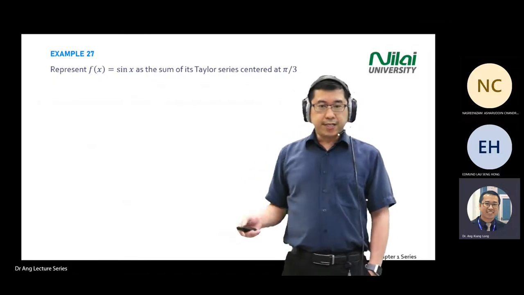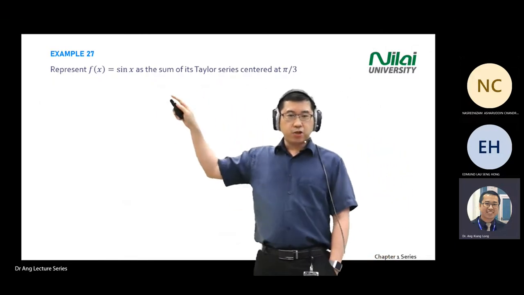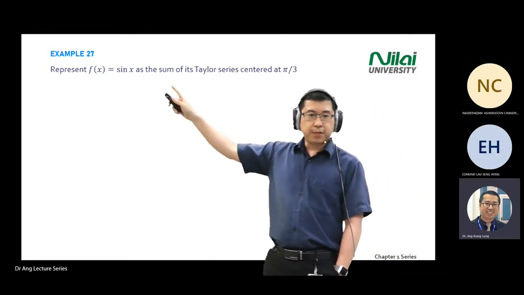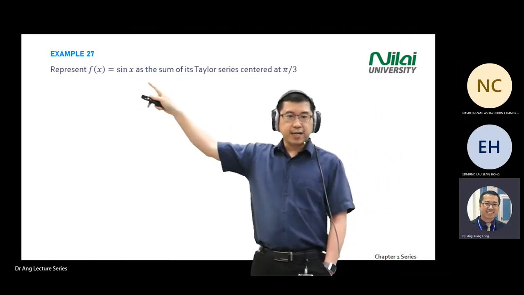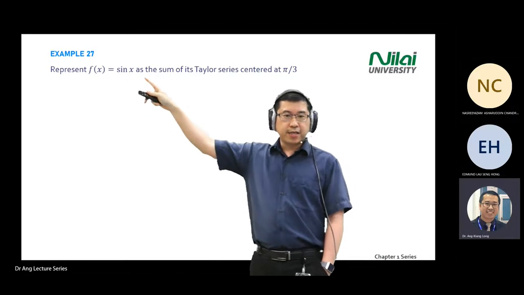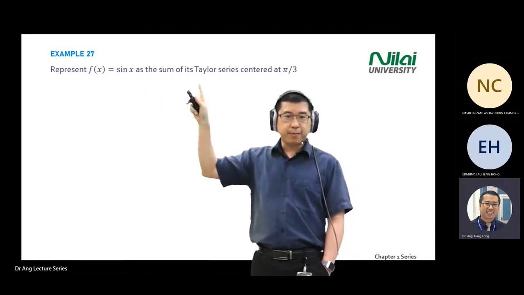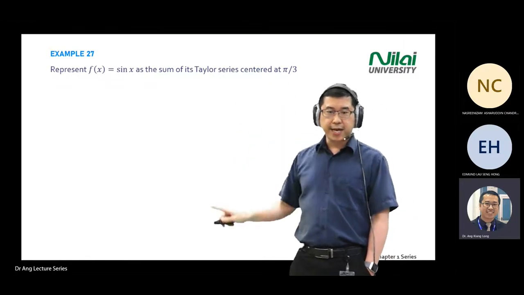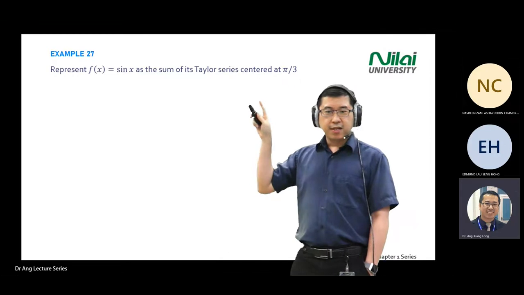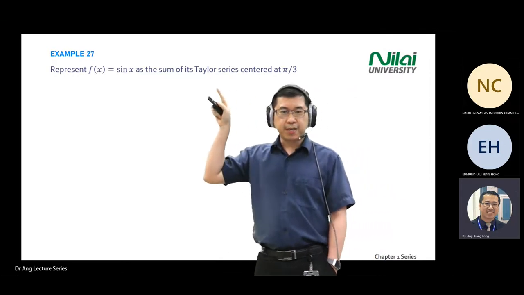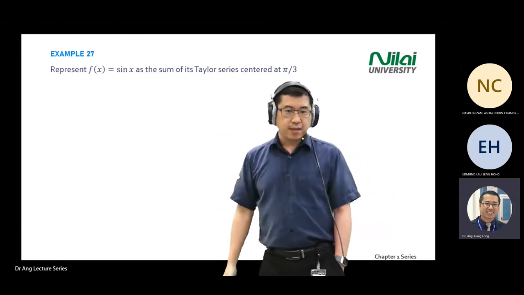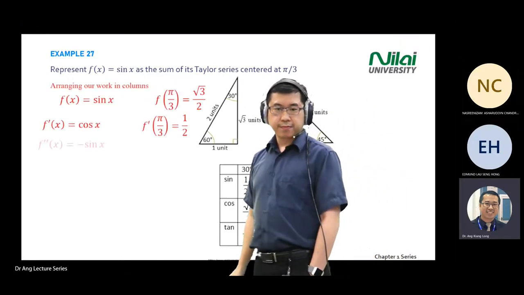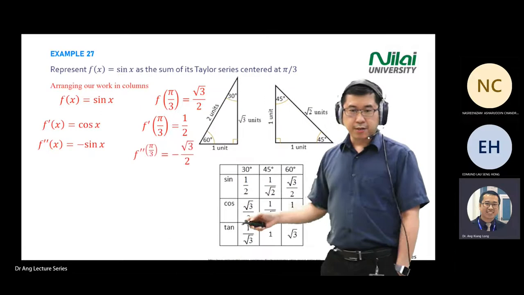Okay, now example 27, I will leave it as your homework. I will not go through it, but the answer is there. Example 27 asks you to represent the function f(x) equals sine x as a sum of Taylor series centered at this point. So the steps are there. Go through them. For your hint, this kind of question will come out in test one. I will not go through the same concept. The same concept is there.